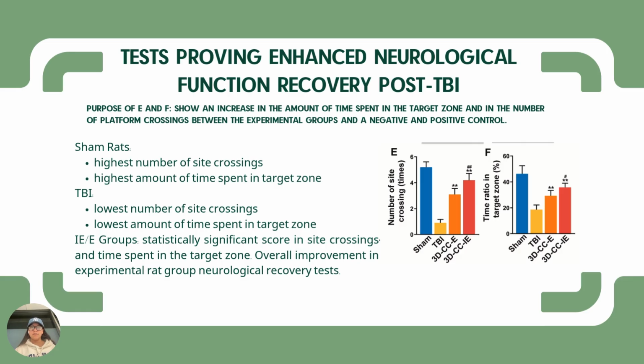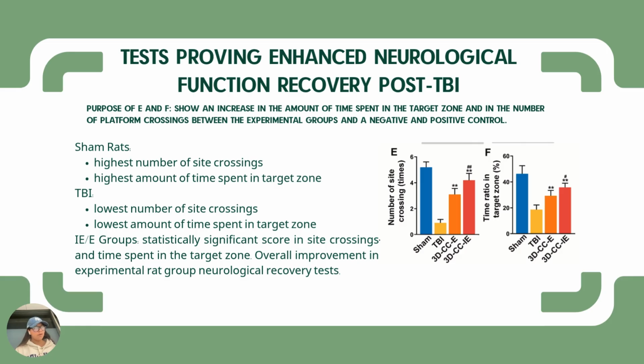Similarly, with the TBI group, you can also assume that they should have the lowest results for both, in which case they do. So the experimental groups are really what we're trying to look at here. We can see that in both graphs, the experimental groups have much higher results than the TBI, which is amazing, and it's exactly what we want to see.